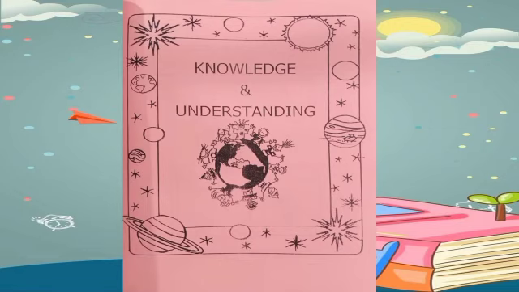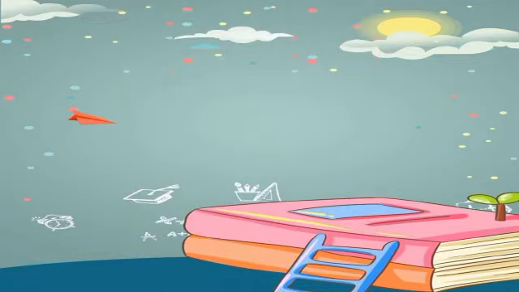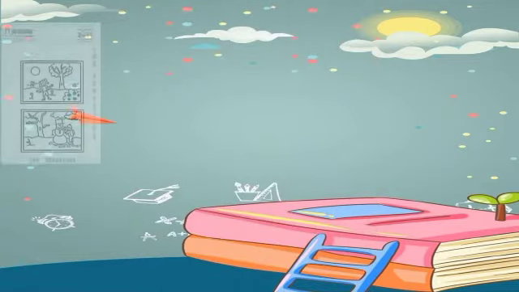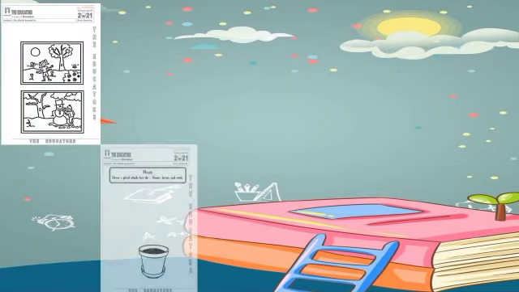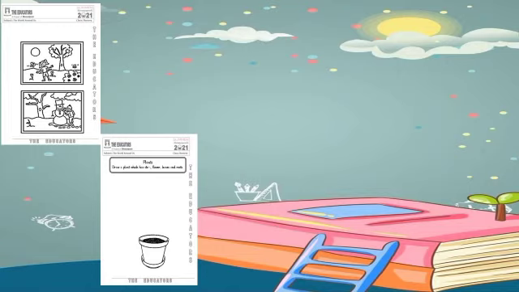Knowledge and understanding. In this subject, you know about the things happening around us. On page number 1, there are 2 seasons. Name them and color them. On page number 2, draw a plant which has stem, flower, leaf and roots.